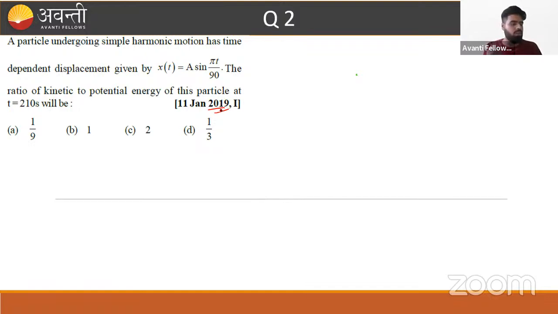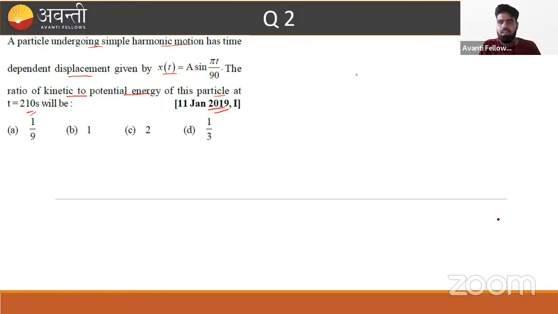You have 1 second to solve this problem. What is given in the problem? A particle undergoing simple harmonic motion has a time-dependent displacement, x as a function of time equal to a sine pi t divided over 90. We have to find the ratio of kinetic to potential energy of the particle at t equal to 210 seconds. How can we solve?